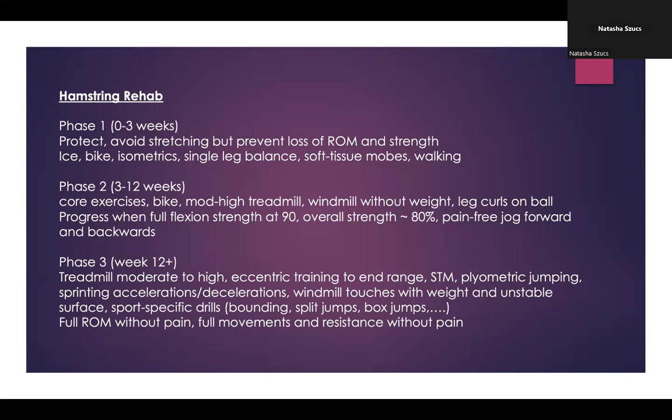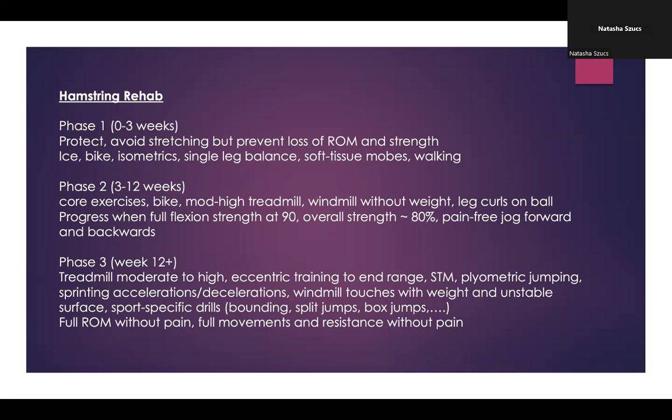And phase 3, treadmill. You can do moderate to high. Not a fan of high too early, that's for sure. Eccentric training, and we'll get into that as well. Eccentric training was a lot more successful for both calf and hamstring injuries. And so you're looking at core, range of motion, some soft tissue work, and eccentric exercises.